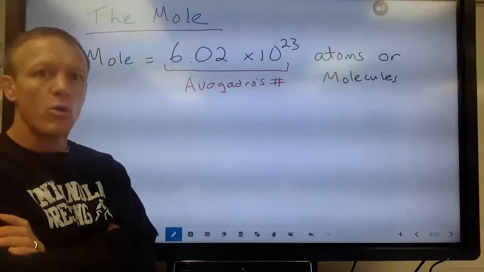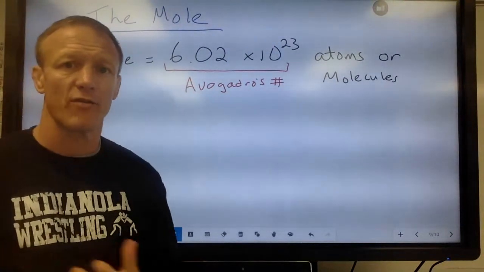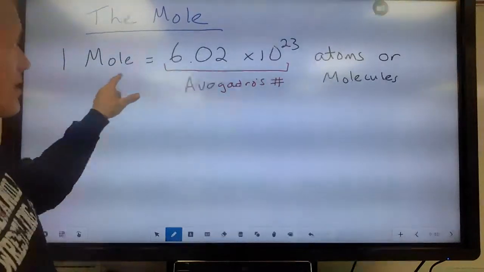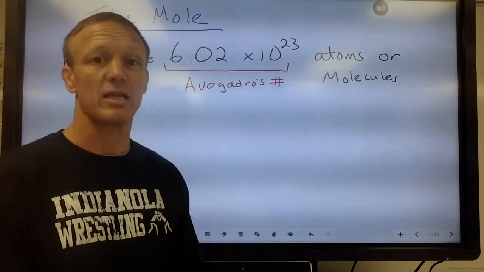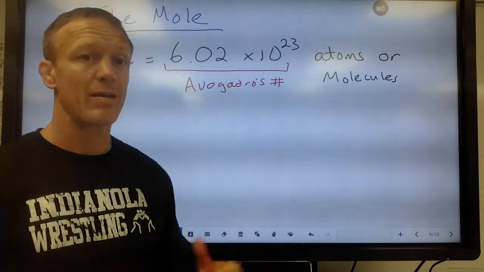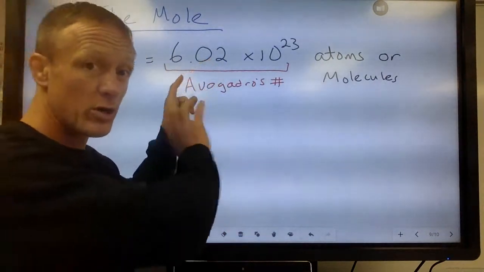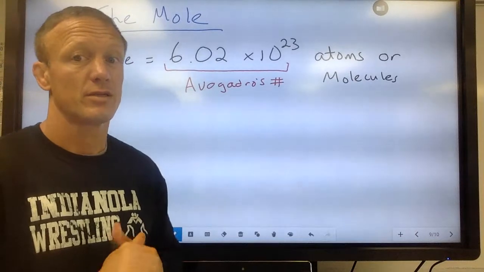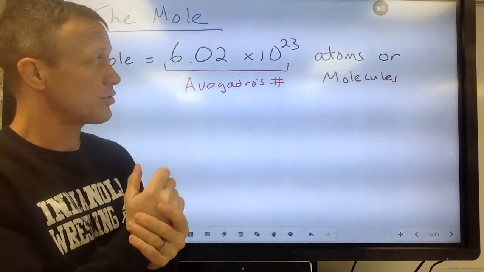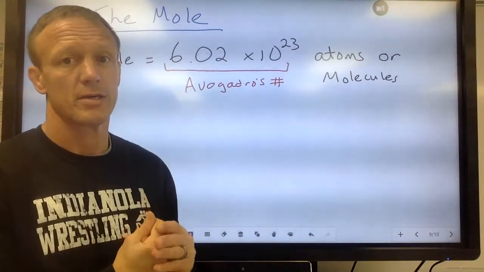A mole is just a counting unit, kind of like a dozen is 12 things. A mole of something is 6.02 times 10 to the 23rd things, a huge number. That number is really hard to comprehend. It's 602 with 21 zeros at the end of it. So it's trillions and trillions and trillions and trillions and trillions.